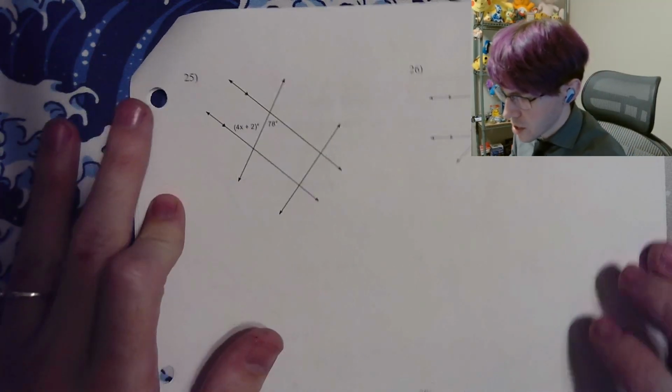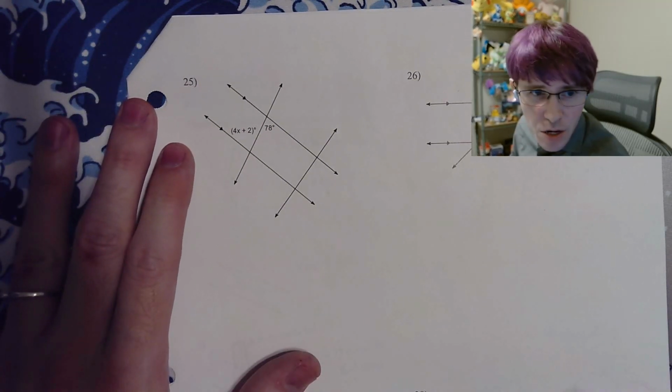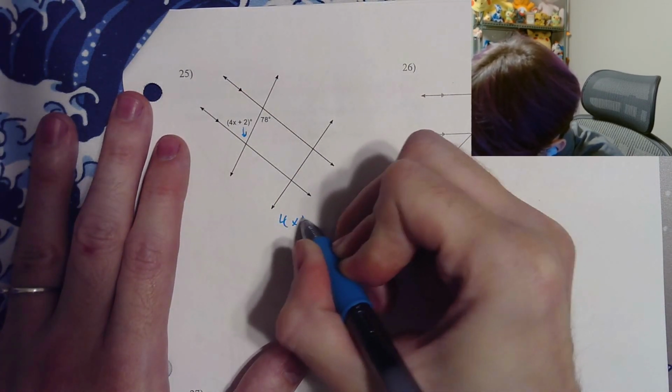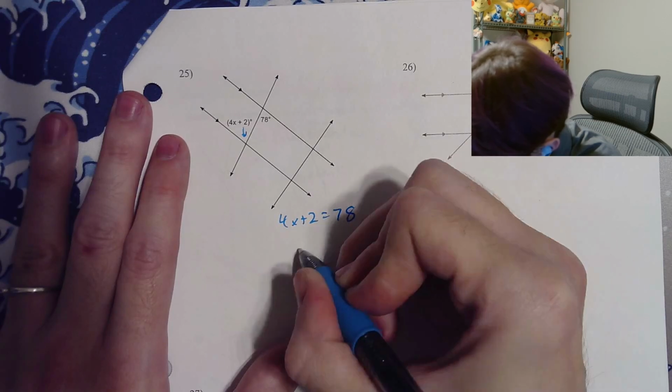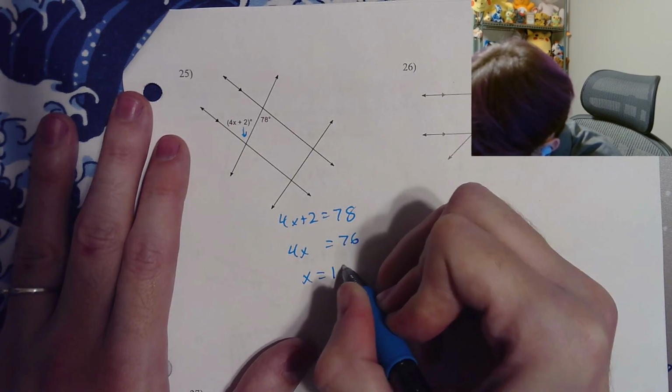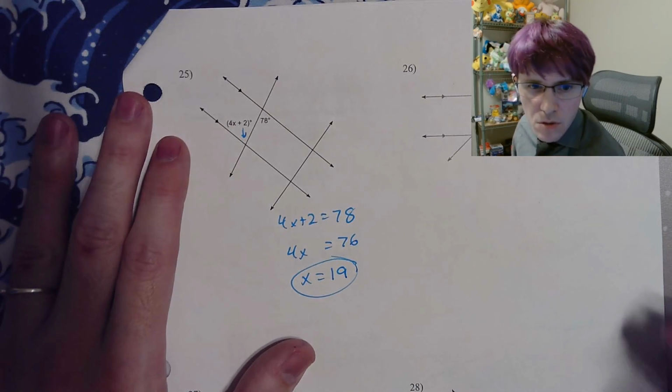Moving on to the last 6 questions here. This number 25 is yet again another equal to each other situation. That one's pointing to this. So we have 4x plus 2 equal to 78. You might be getting good at these by now. We got 76. Divide both sides by 4. You get 19. I know you could do it too.